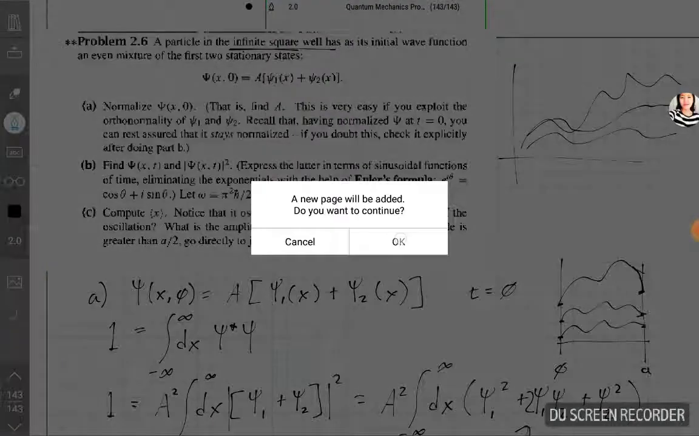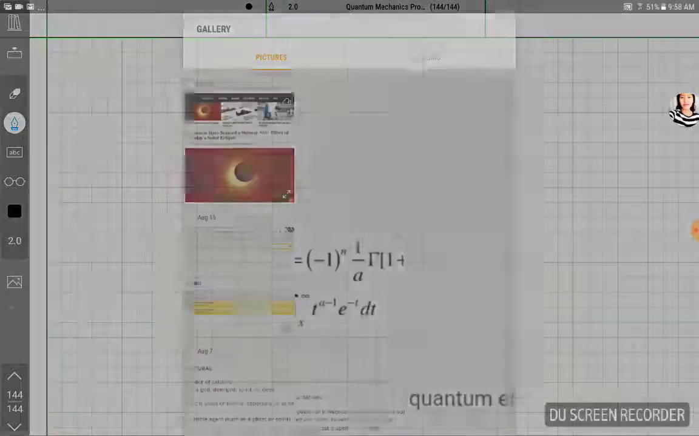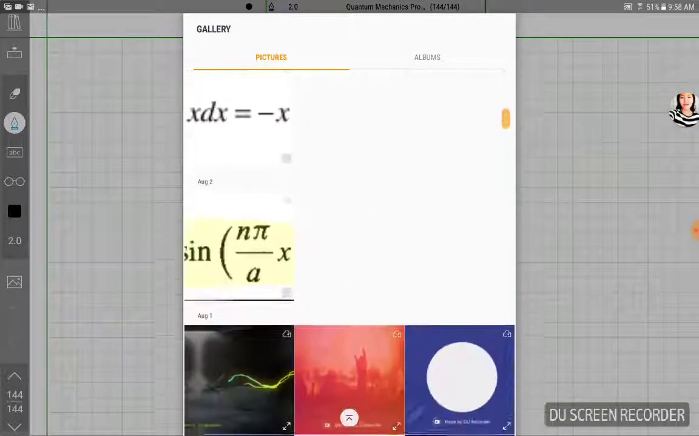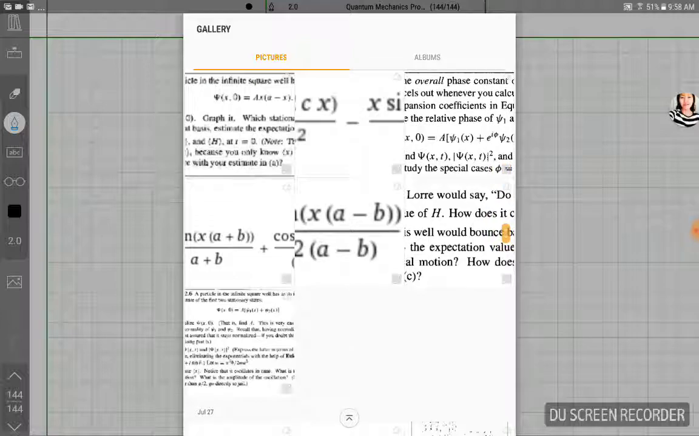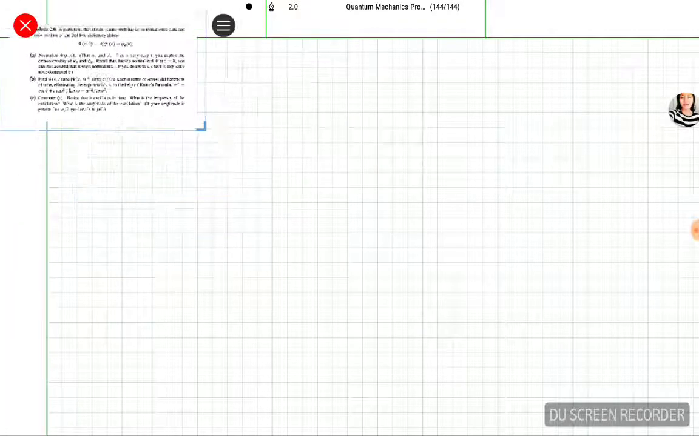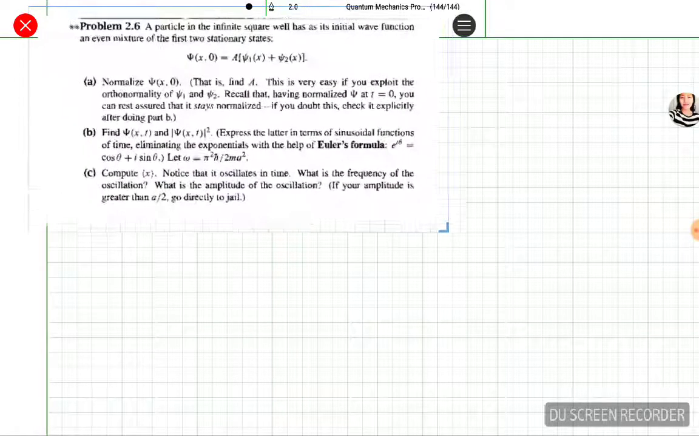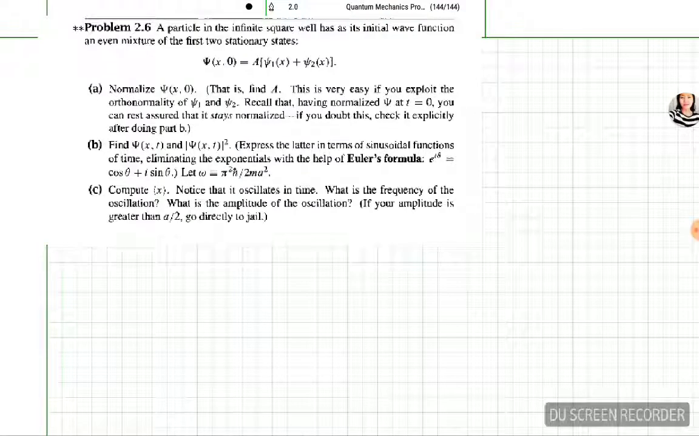Let's go ahead to part B. Let's pull up the problem again. Let's see this one. So this is a super long problem. I think it went up to like part F. Okay, B.